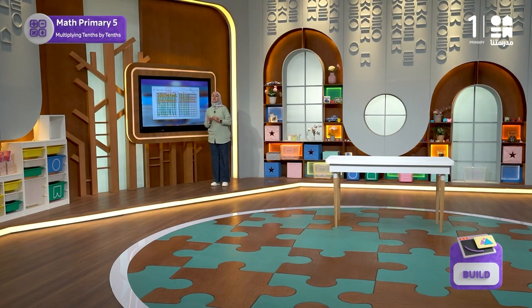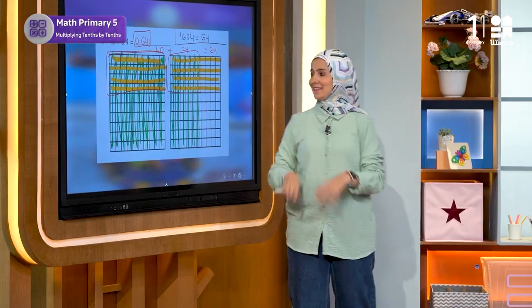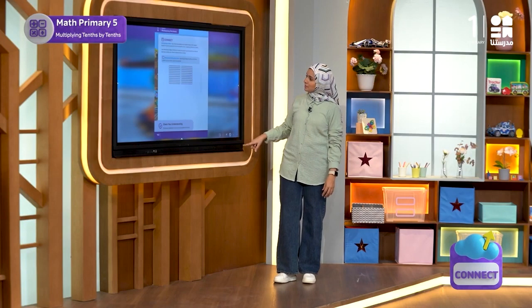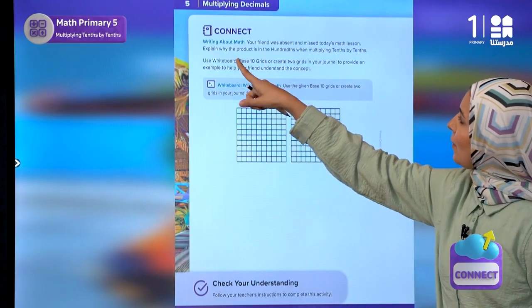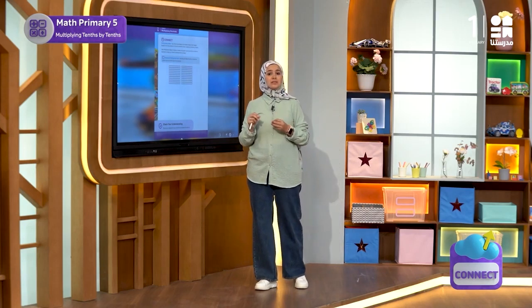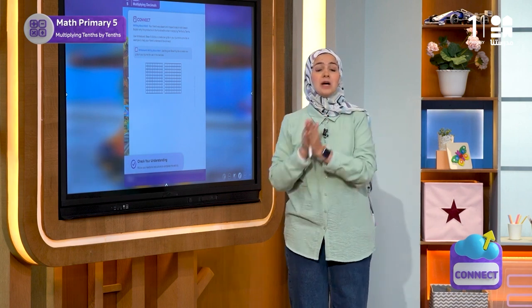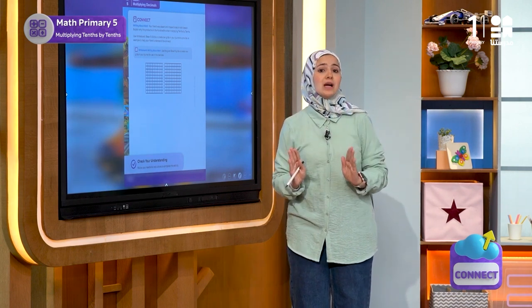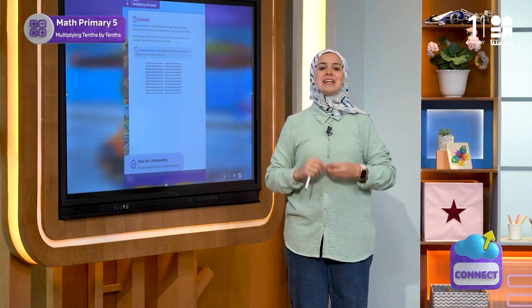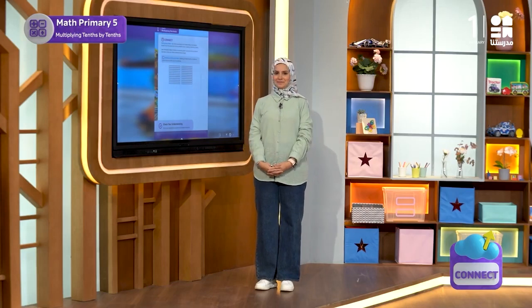Now, it's your turn to apply what we've learned today in the next activity in Connect. What is it called? Let's read it together. It's called Writing About Math. Here, you're asked to assume that your friend was absent and missed today's math lesson. We want to explain why the product is in the hundredths place when multiplying tenths by tenths. I will give you time to think and explain about this, and we will discuss the answer when we get back. I will show you an explanation of one of my students.